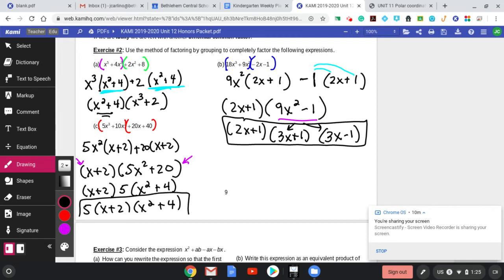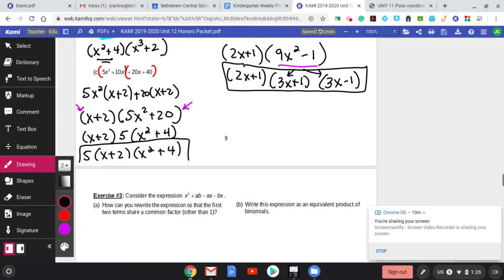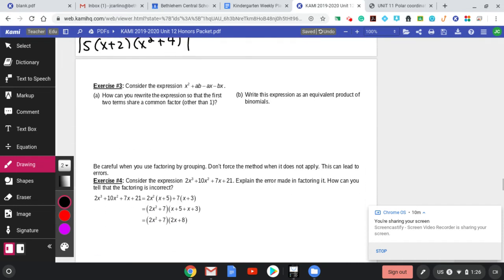Okay? So even if you forget to take out a GCF first, it's okay. It's not a big deal. You just got to look at your answer at the end and say something doesn't look right. There's still a GCF inside the parenthesis. Okay? We still get to the final answer whether you took it out first or last. Okay? All right. Number 3.